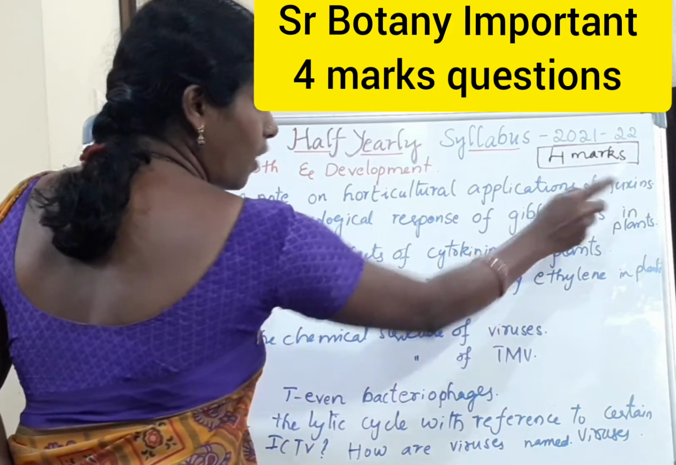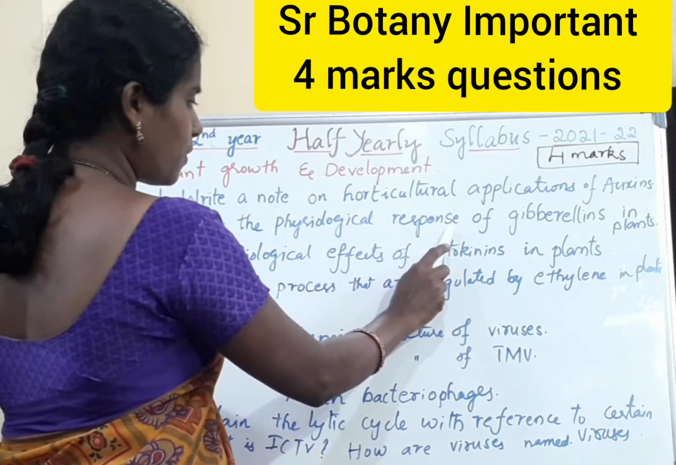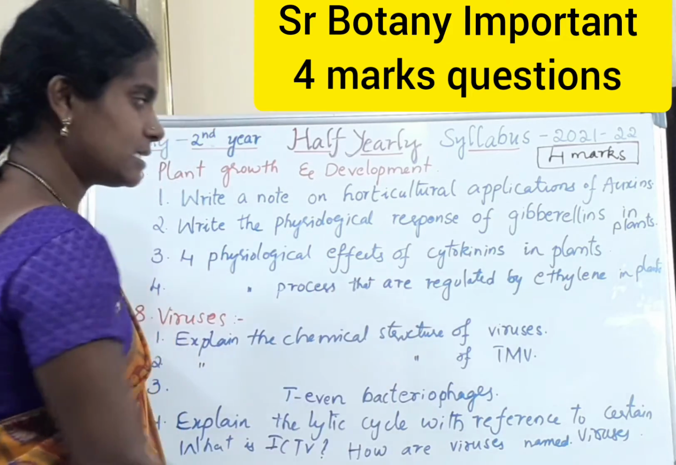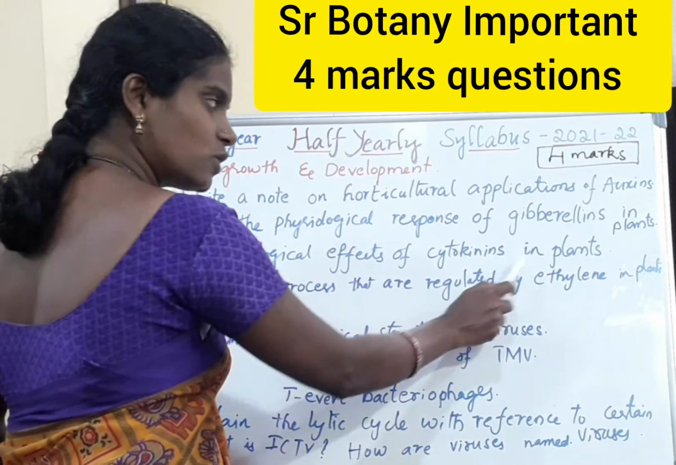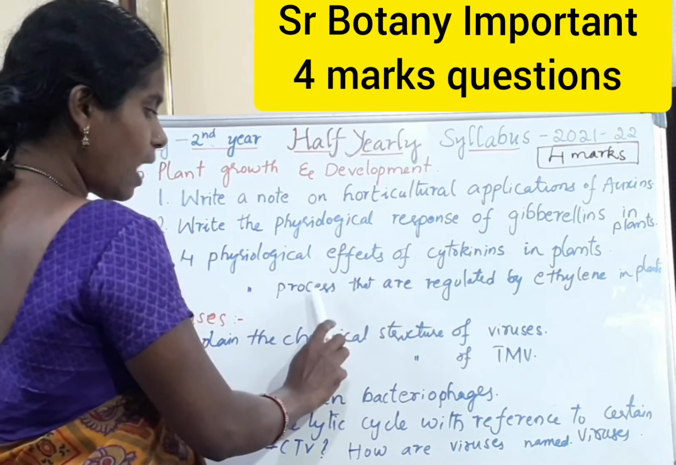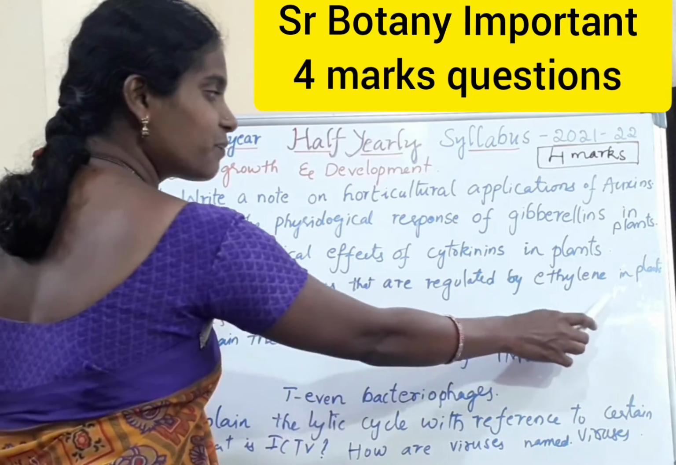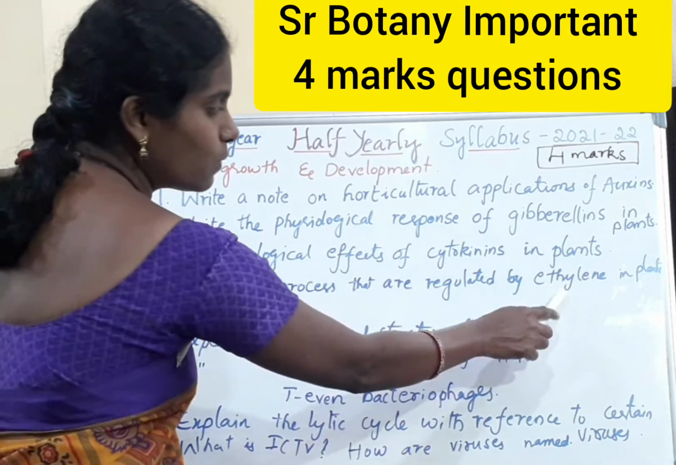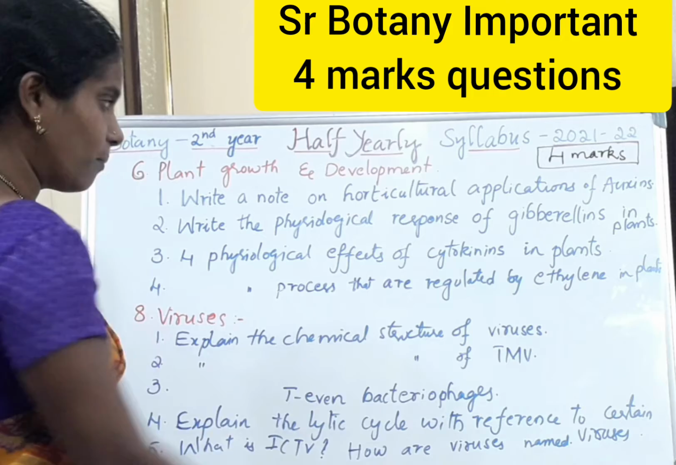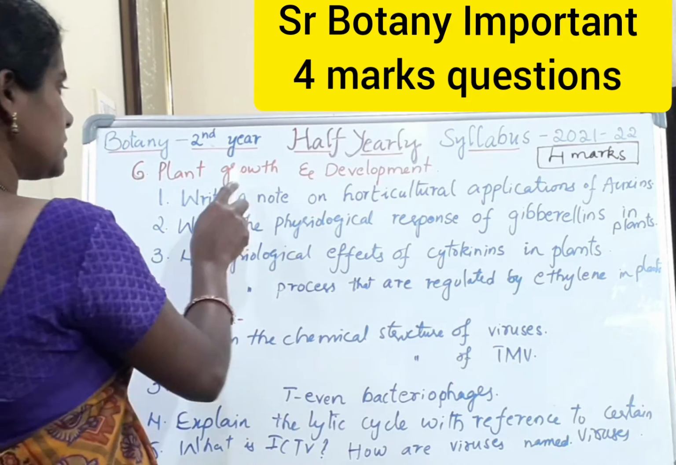They are auxins, physiological responses of gibberellins in plants, then effects of cytokinins in plants, and then the processes that are regulated by ethylene in plants. So this is the only hormone which is in gaseous form. So those 4 we should explain in the case of the 6th chapter.